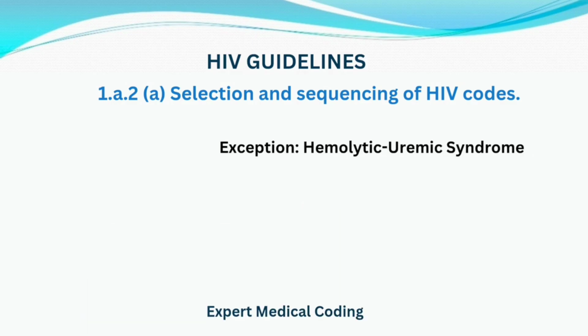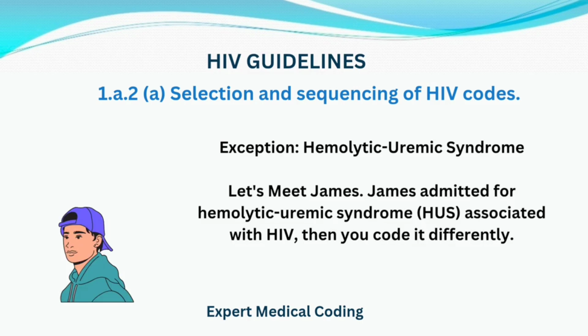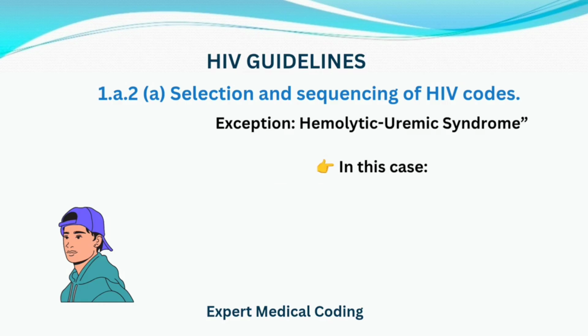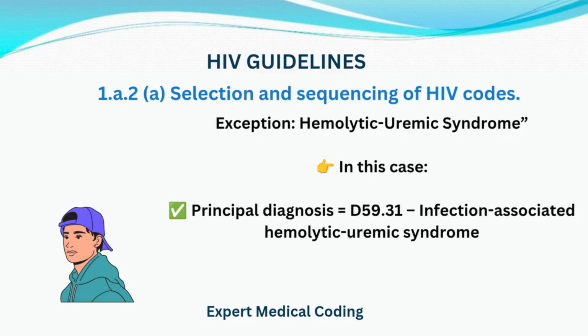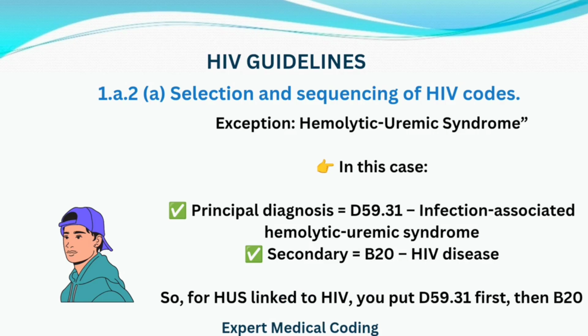Now let us see the exception. The exception is hemolytic uremic syndrome. Let's see an example. Let's meet James here. James is admitted for hemolytic uremic syndrome associated with HIV. Then you code it differently. In this case, you will code the principal diagnosis as D59.31, infection associated hemolytic uremic syndrome, followed by the secondary code as B20, HIV disease. So for HUS linked with HIV, you put D59.31 first, then B20.